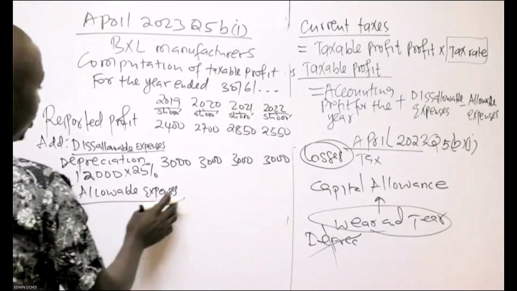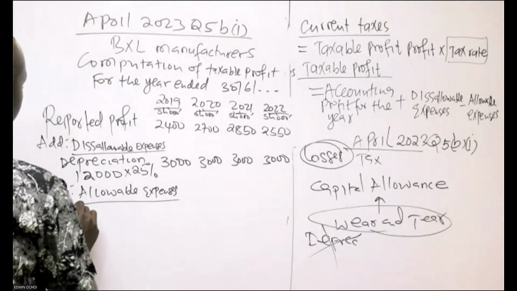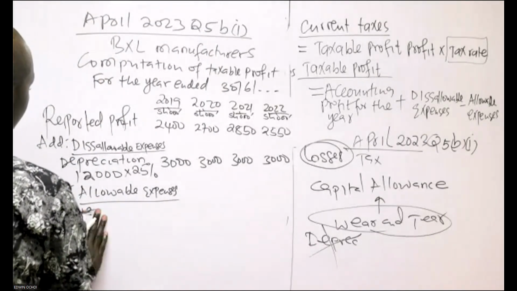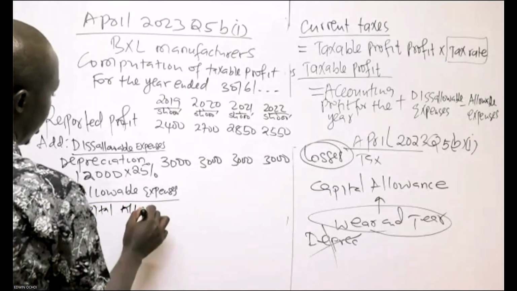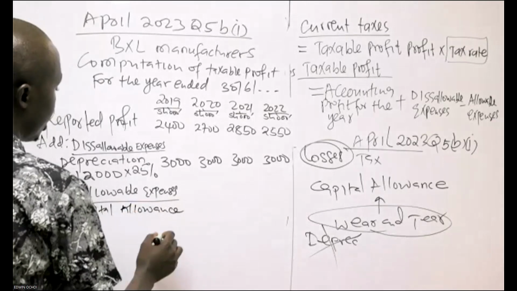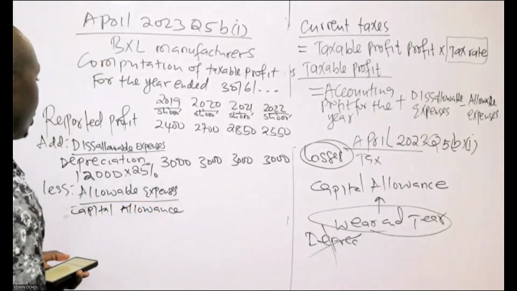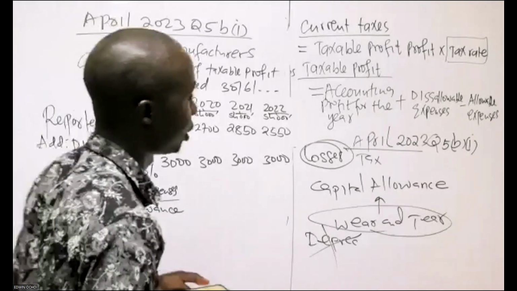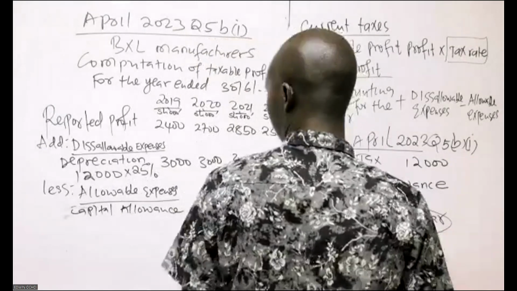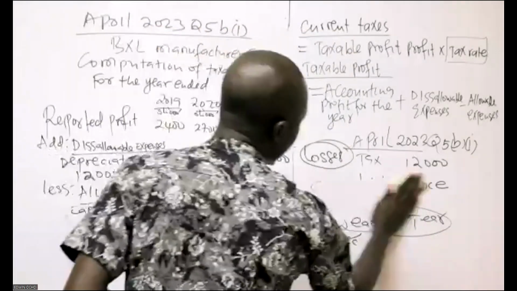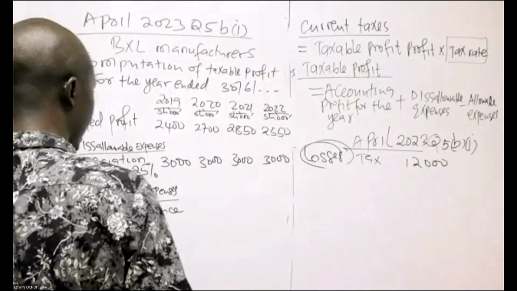So we raise allowable expenses. The allowable expenses, we have wear and tear, which is our capital allowance. So I can just say capital allowance. You are given different percentages for each year. Like now, the first one is 40%. So you wear the asset. The asset is at 12,000, so 40% of 12,000, because the first percentage for the first year is 40%.